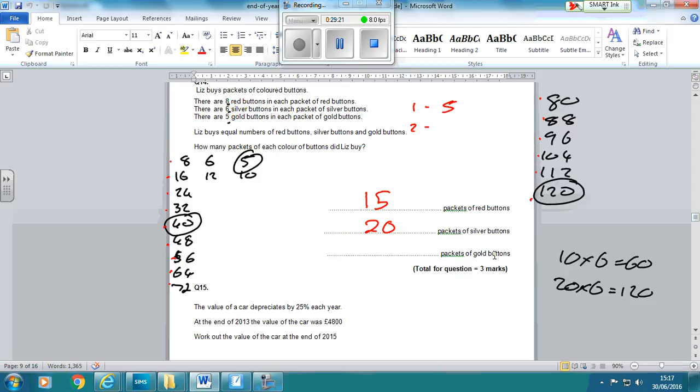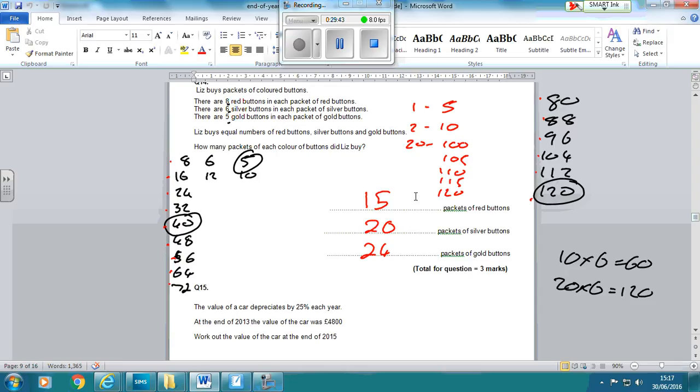So 2 lots would be 10. So 20 lots would be 100. And then 21 would be 105, 110, 115, 120. So that's going to be 24 lots. Or you can just use your calculator and see how many times 120 can be divided by 5, which is 24. So 15, 20, and 24 are the answer for that one.